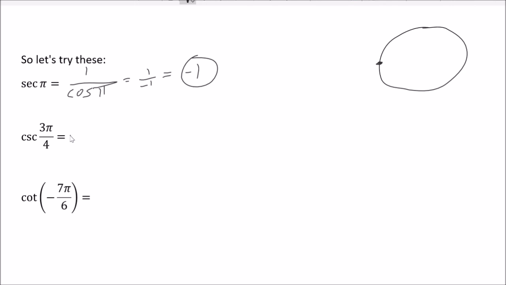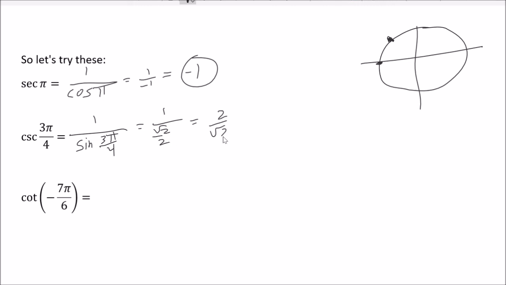Okay? Cosecant. All right, remember, cosecant, we've already said co once. So cosecant must go with sine. So that would be 1 over sine of 3 pi over 4. Let's remember where 3 pi over 4 is on here. Okay, it's over here in the middle. And so the sine value at that point, it's positive because it's above the x-axis. So that would be 1 over root 2 over 2. Let's flip and multiply. So I get 2 over root 2. You can't have an irrational denominator. So let's do this little rationalizing trick. And I get 2 root 2 over 2, and the 2's cancel.